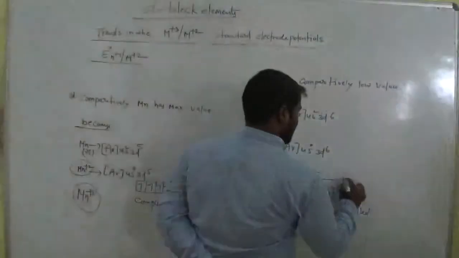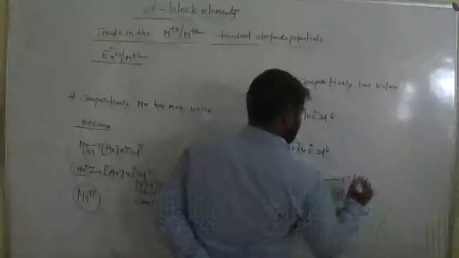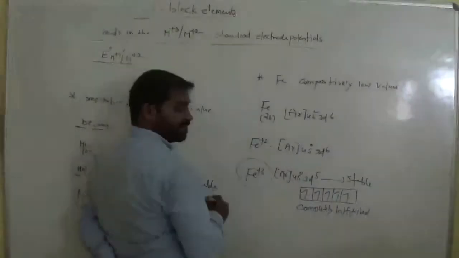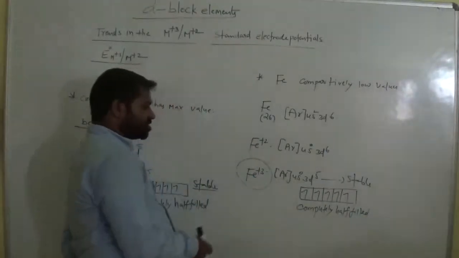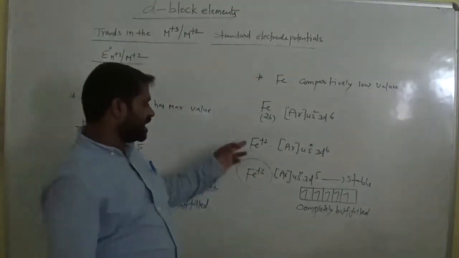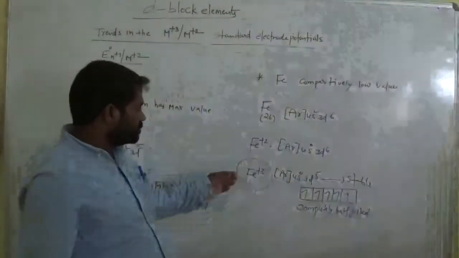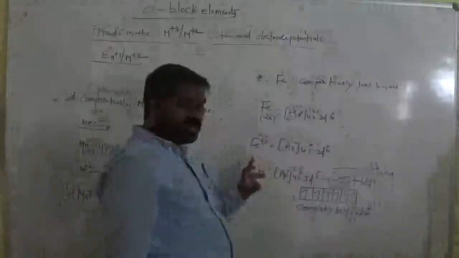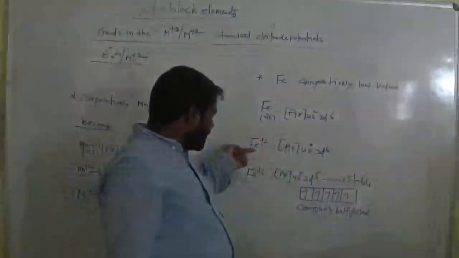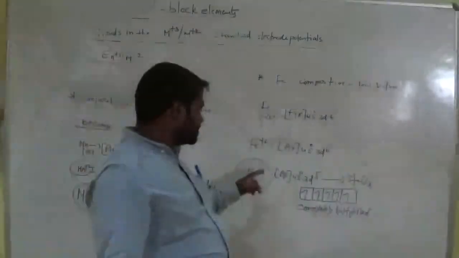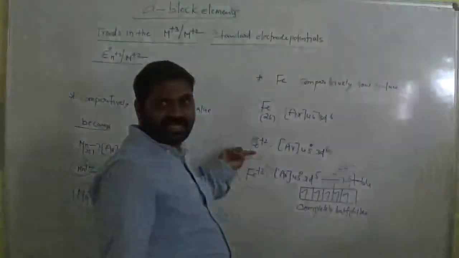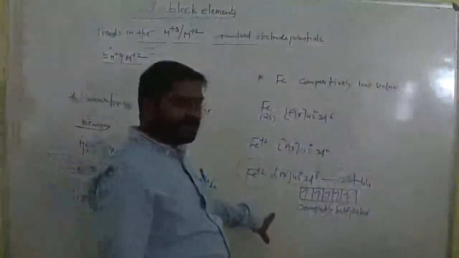So this phenomenon is stable. Fe plus 3 is stable. That means Fe plus 2 can become Fe plus 3. Why? Because iron plus 2 is able to lose an electron. That means it acts as a good reducing agent. Am I right? It easily loses an electron to become Fe plus 3.